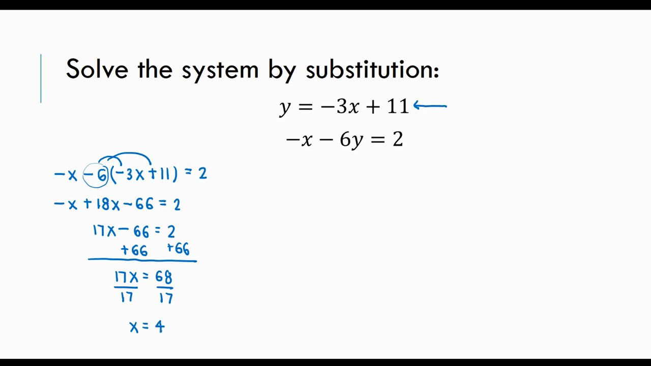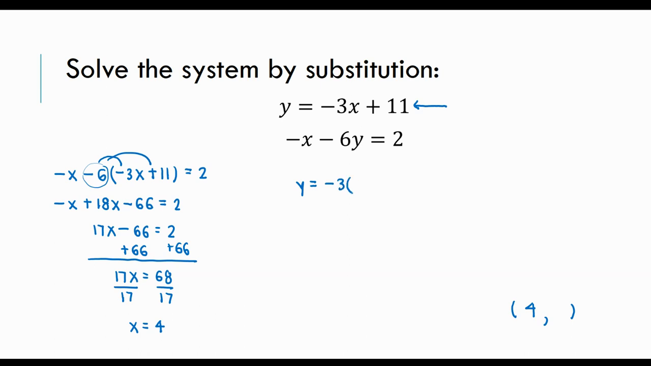Now, remember, that's not my final answer. I don't stop there. My final answer needs to be an ordered pair. Well, we just found out that x is 4, so that goes first. Now I need to find the y. I need the second half of my ordered pair. So I have to now substitute the 4 back into one of these equations. But like I mentioned, it'd probably be fastest if we go back to the equation where that variable is isolated.